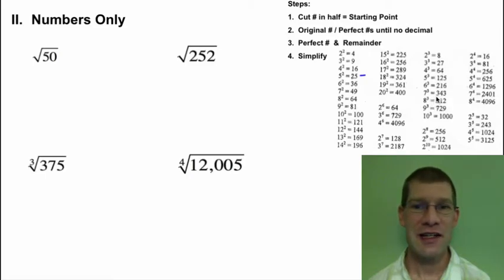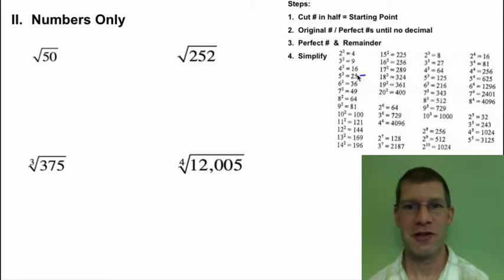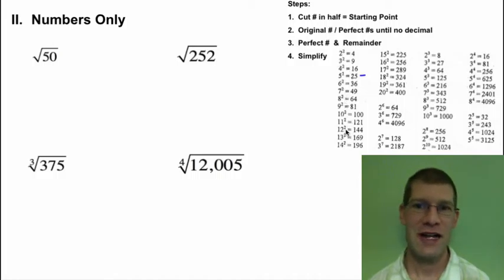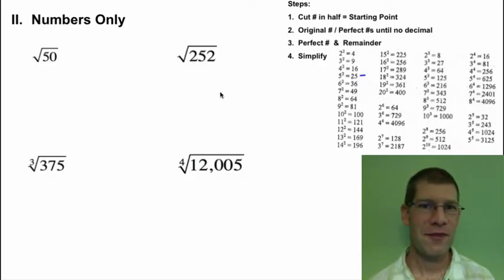And the reason is when we do a square root of one of these perfect squares, it works out into a nice integer answer. When you do the cube root of one of these numbers, you get another nice natural number or integer, no decimal answer. So the original number 50 divided by perfect numbers until you don't get a decimal. Then you write the perfect number from the index card and the remainder, and then you simplify. So copy them down quick. It'll make a lot more sense when we do a couple examples.